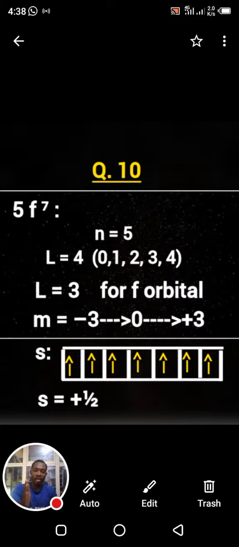So if our l value for this question is 3, then the magnetic quantum number m is going to move from minus 3 through 0 to plus 3. If you want to expand that, you can do so: minus 3, minus 2, minus 1, 0, 1, 2, and 3. Looking at the options provided, are you following? None of them had that range of magnetic quantum number, minus 3 to 0 to plus 3. And that is why there is no correct option there, like I said. And I did it on purpose.